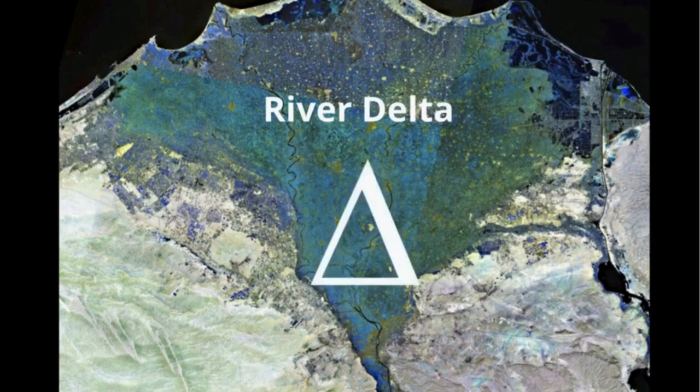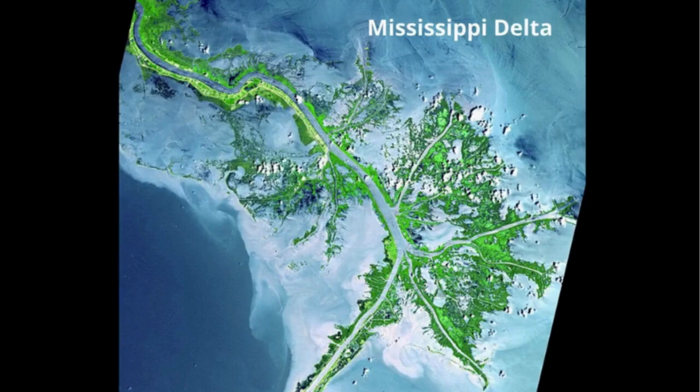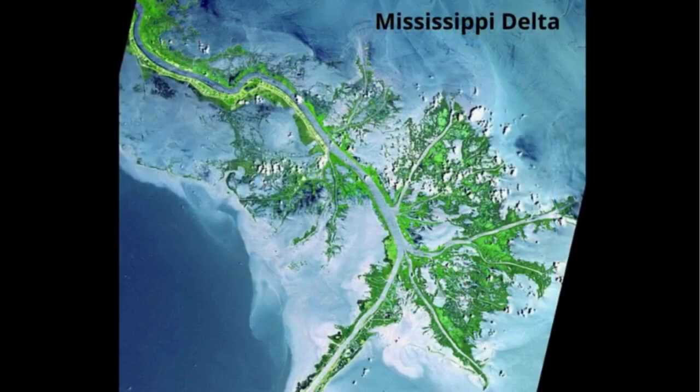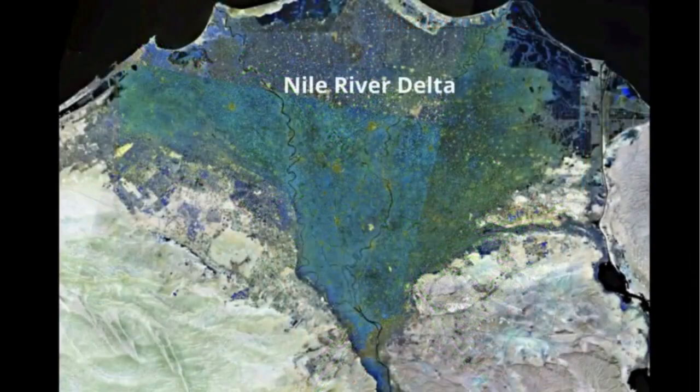However, not all deltas are triangle-shaped. A bird foot delta has few, widely spaced distributaries, making it look like a bird's foot. The Mississippi River is an example. Here are a couple of famous river deltas: the Colorado River Delta, the Mississippi River Delta, and the Nile River Delta.